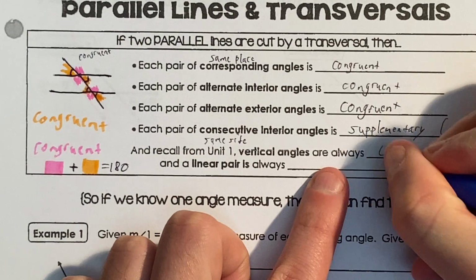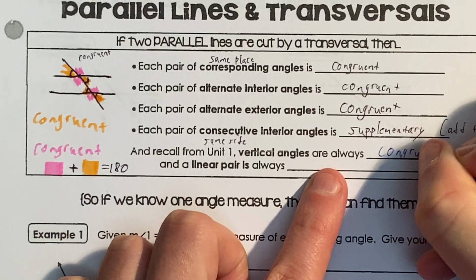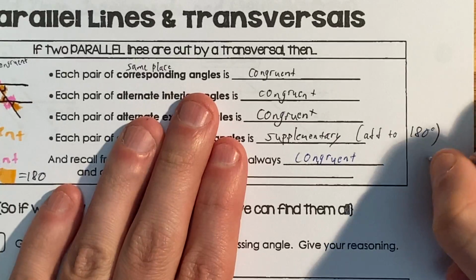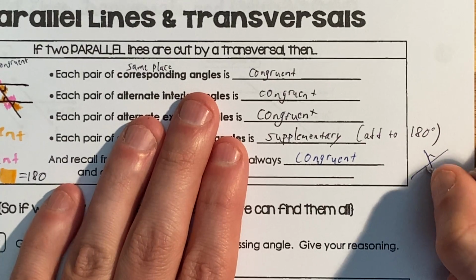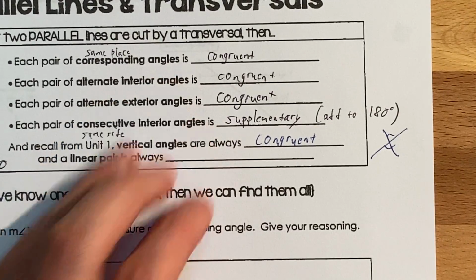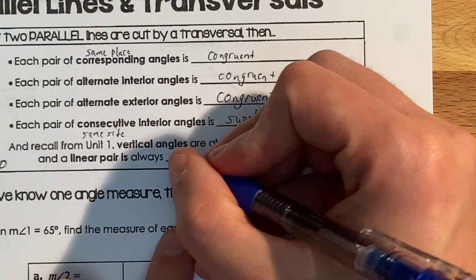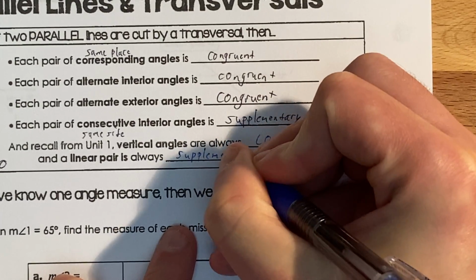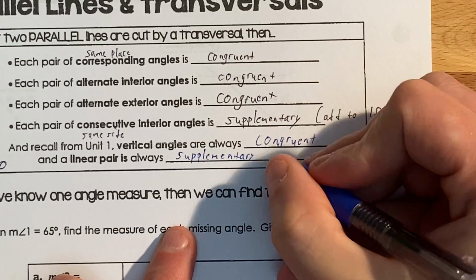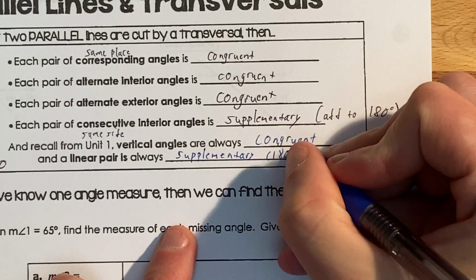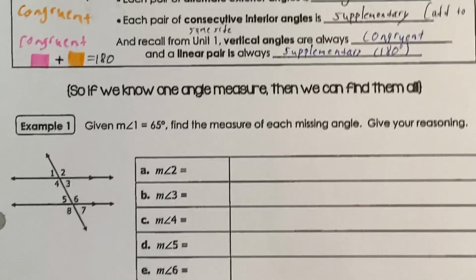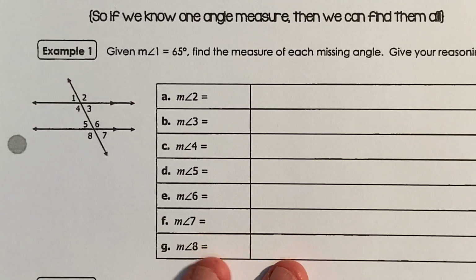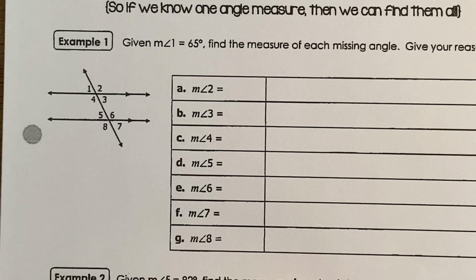Vertical angles are congruent. That is something we learned before. That's when you have an X. Vertical angles are congruent, and a linear pair is always supplementary as well. Supplementary, which once again means add to 180 degrees. Okay, so here is one method you could use.